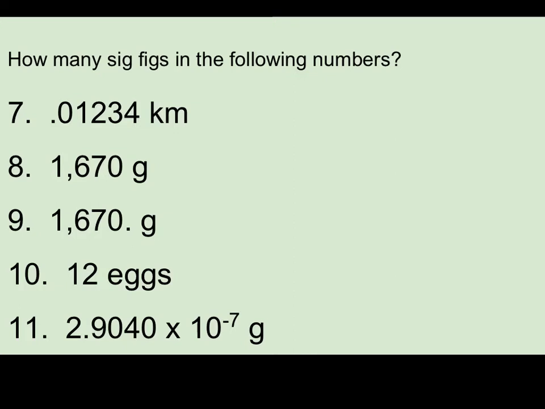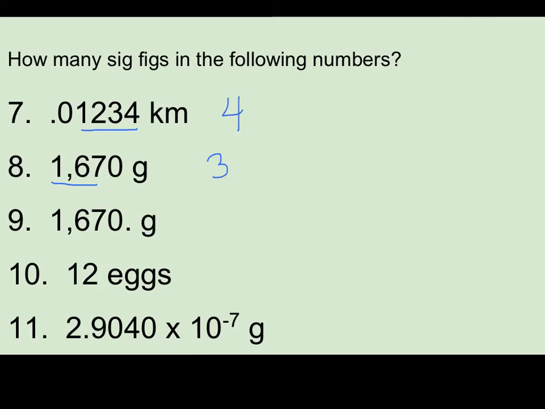Number 7 is an inexact measurement, and it has 4 significant digits. The 0 is not significant because it's to the left of the first number. Number 8 is an inexact measurement. The 0 is not significant because it's to the right of a number, but there's no decimal present, so there are only 3 significant digits here. I'll write these answers down.